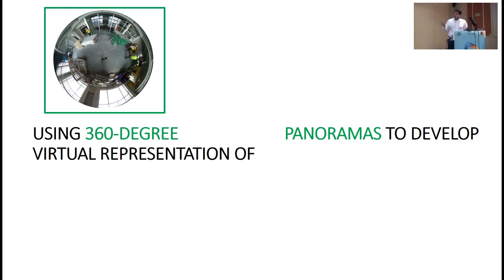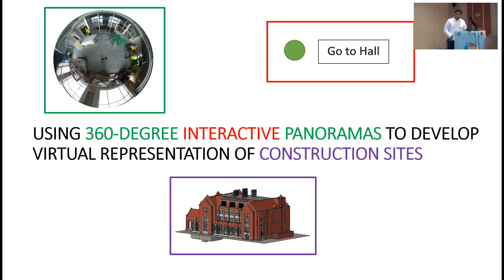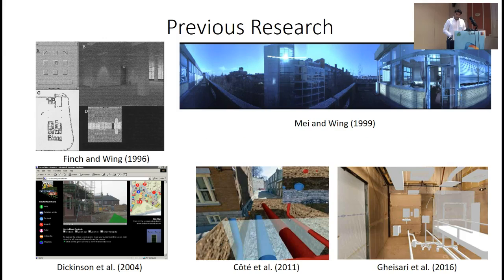So now that we know the elements, this is how we put together the title for our paper. We use 360-degree panoramas, we use construction sites, and we use interactivity to create "Using 360-degree interactive panoramas to develop virtual representations of construction sites." But before we go into the development, how we created these interactive panoramas, I'd like to take a step back and look at what previous research has done.